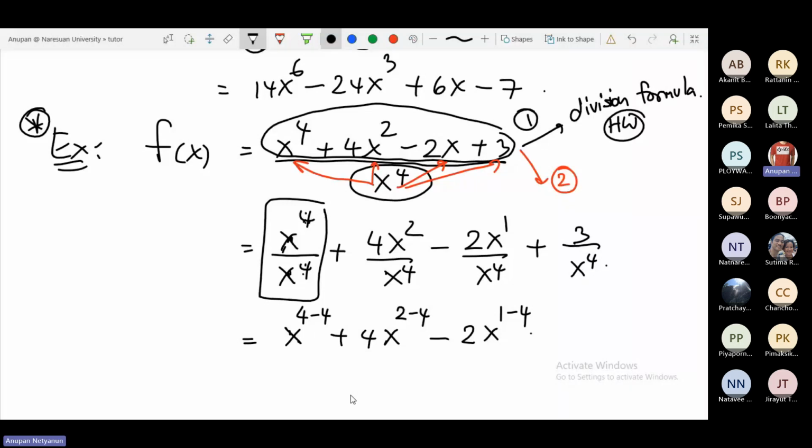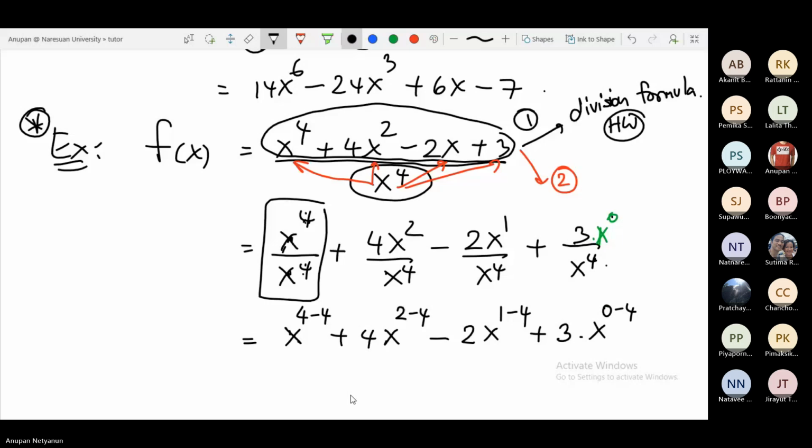Now, this one you have two ways to think about it. The first way is you might think that 3 times 1, but 1 is actually x to the power 0. So that means you have 3 times x to the 0 minus 4.